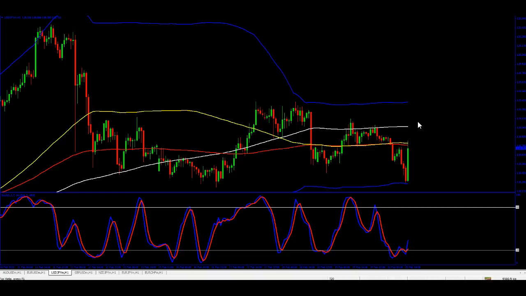Okay, so this is what we look for on the range trading. It doesn't come about all the time, but when you do spot these Bollinger Bands nice and flat, and the moving average is nice and flat, it's a nice opportunity for you to get in the right conditions.